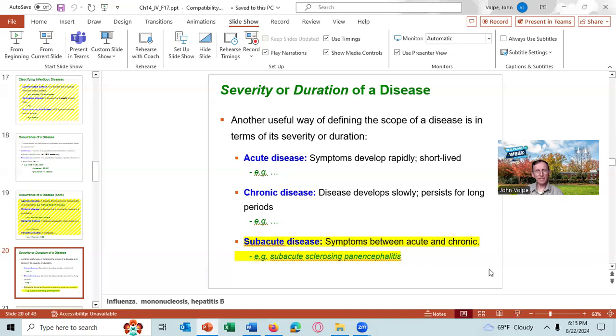A chronic disease, on the other hand, is a disease that develops slowly, persists for a long period of time, and generally gets worse. It doesn't always get worse, but it generally gets worse. An example of a chronic disease is mononucleosis, where initially the patient is just slightly sick, and maybe several months later, the number of the viruses will increase.